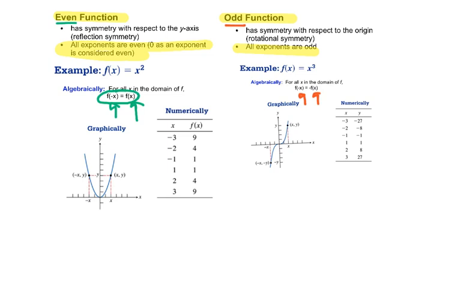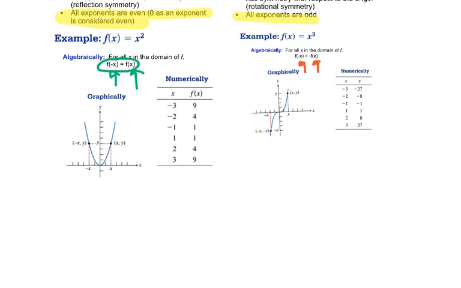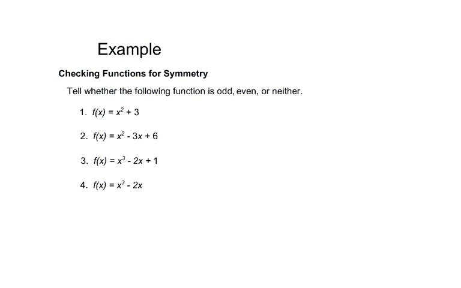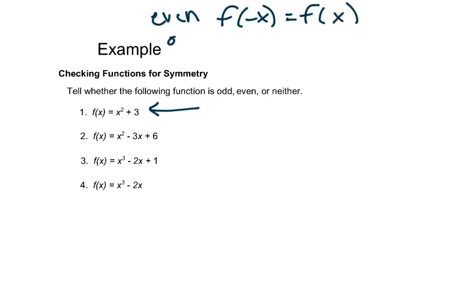In that case, we're going to try an example, or a few examples here. So here we are with telling whether the function is odd or even or neither. Remember that the idea is that it's going to be even if you plug in a negative x and get the original equation back out, and it's going to be odd if you plug in a negative x to the equation and get a negative version of the original equation.